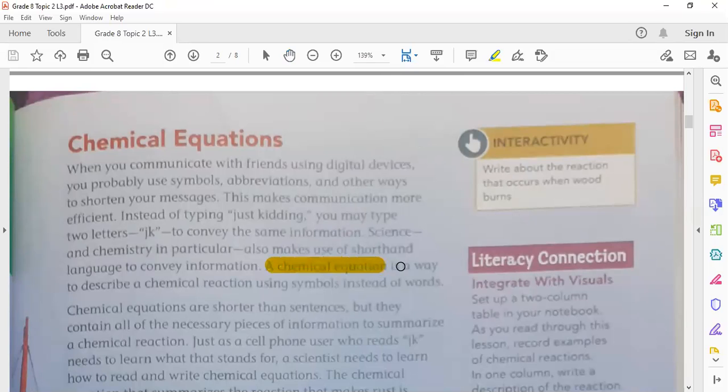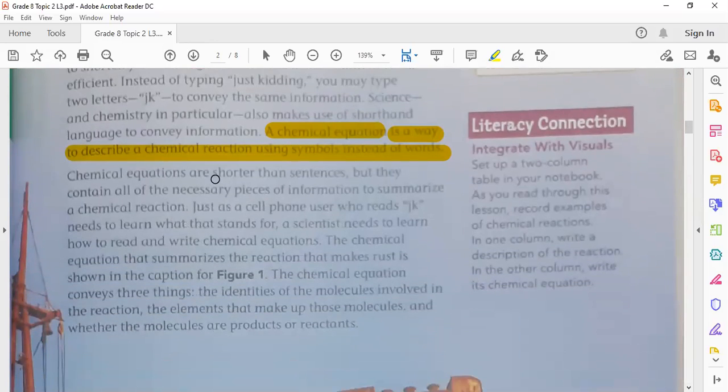A chemical equation is a way, is the page clear, guys? Yes. Clear. A chemical equation is a way to describe what? A chemical reaction using symbols instead of words. This is the meaning of a chemical equation. Chemical equations in general are shorter than sentences, of course, but they contain all the necessary information that summarizes the chemical reaction, or what happens in the chemical reaction. Fine.